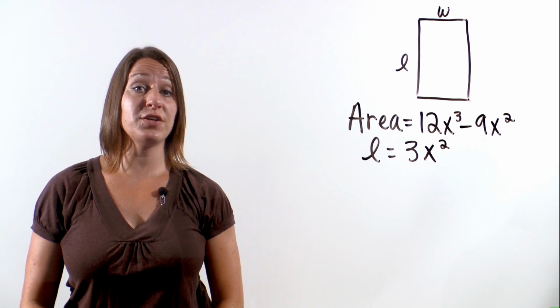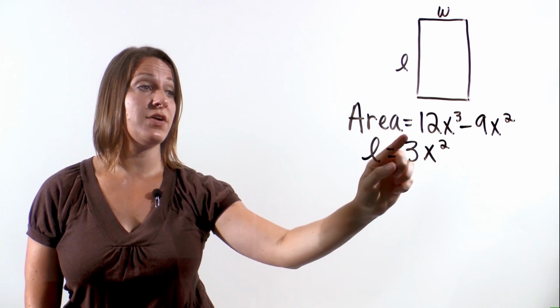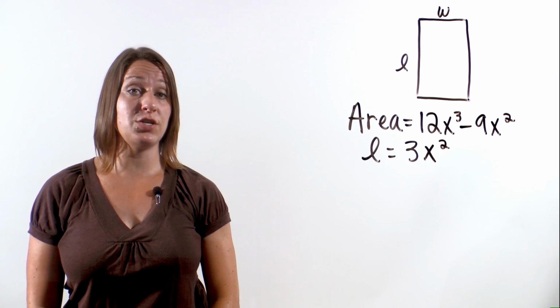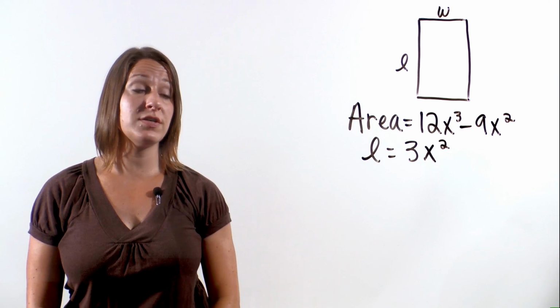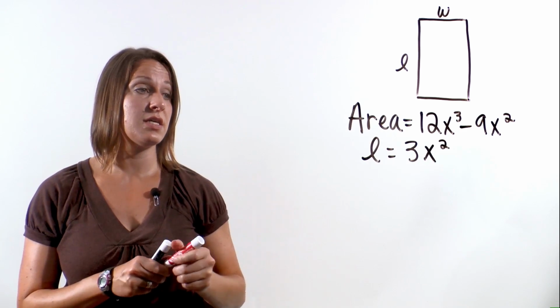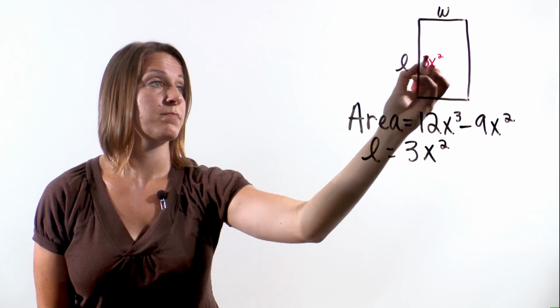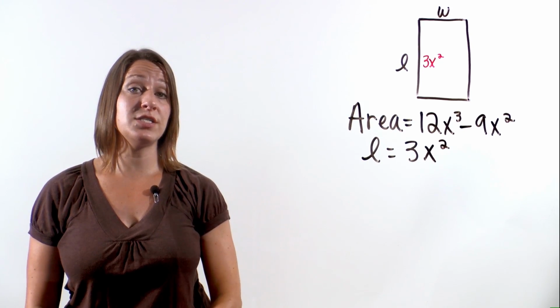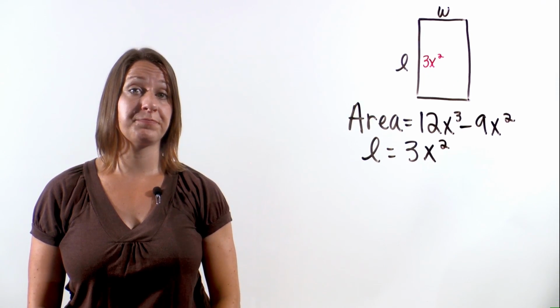Okay, let's look at another example. We have another rectangle with an area of 12x cubed minus 9x squared. We're also given the information that the length is 3x squared. We are asked to determine what the value of the width is.